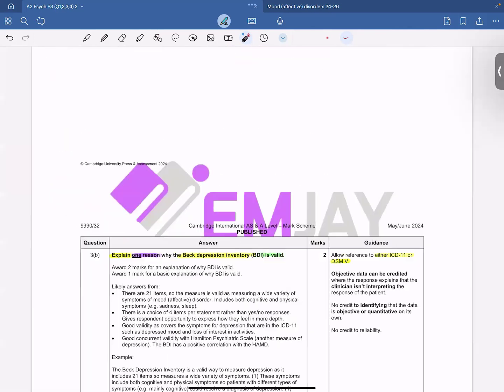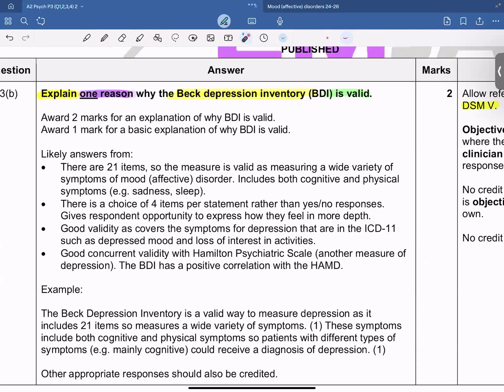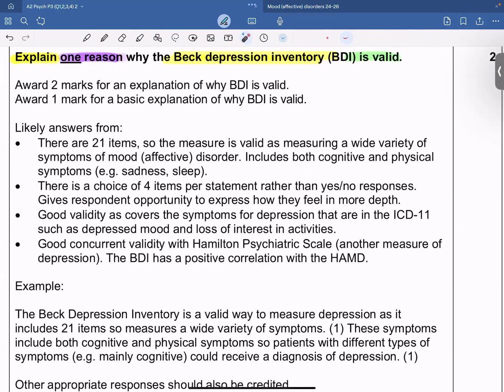Moving on, having a quick look at this. Award 2 marks for an explanation of why BDI is valid. The likely answers could possibly be: Number one, there are 21 items, so the measure is valid as it measures a wide variety of symptoms of mood or affective disorder, including both cognitive and physical symptoms, for example sadness or sleep. Number two, there's a choice of 4 items per statement rather than yes or no responses. This gives the respondent an opportunity to express how they feel in more depth. Number three, good validity as it covers the symptoms for depression that are in the ICD 11, such as depressed mood and loss of interest in activities.